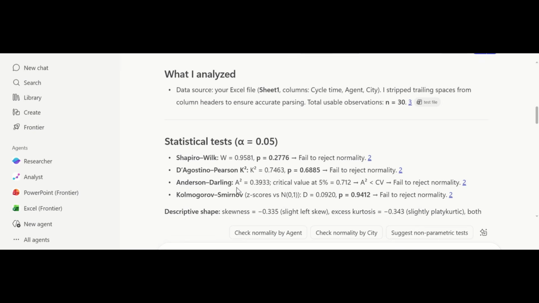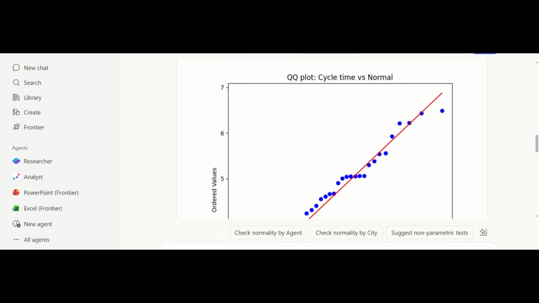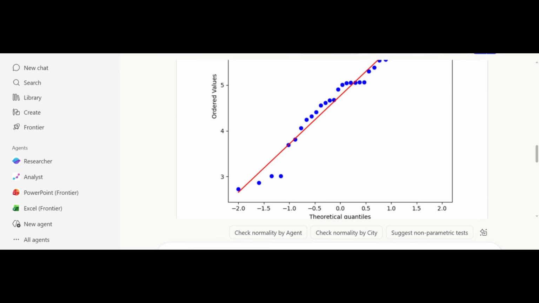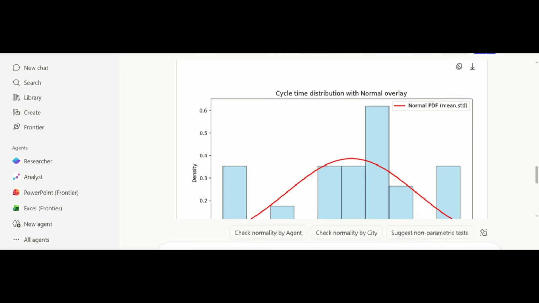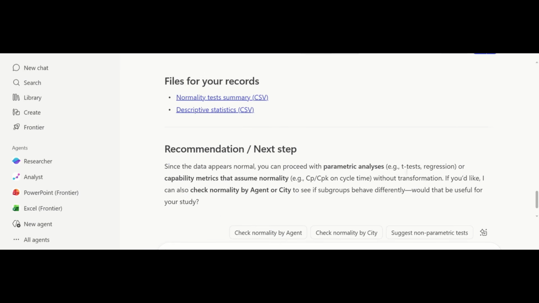And Anderson-Darling test is what Minitab does. It suggests that 0.3933 critical value at 5% failed to reject normality. It means the data is normally distributed. So what the system is saying is that the data is normally distributed, which is what I also got through Minitab analysis. But this value is a little different. In Minitab it was 0.355 if you remember. And let's check visually. Yeah, it is again giving us the same normality graph which we got from Minitab. It is also giving us a histogram, which is similar to the graph from Minitab, which is excellent.